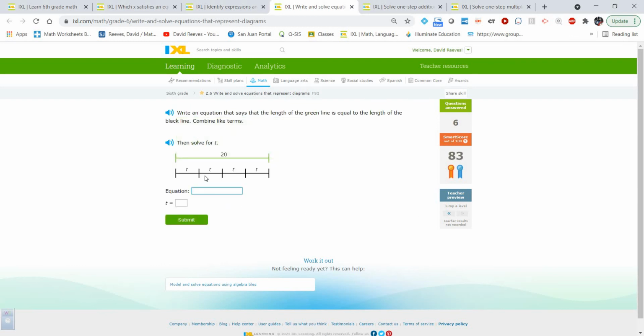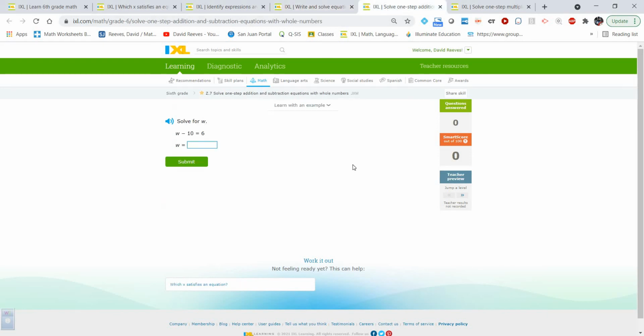This one right here, I've got t plus t plus t plus t. Well, that gives me 4 t's. 4 t's are equal to 20. All right, so to get that answer, I'm going to divide, right? Because the inverse of multiplying by 4 is dividing by 4, and 20 divided by 4 is 5. Ka-chow. All right. So next one, solving one-step addition and subtraction.